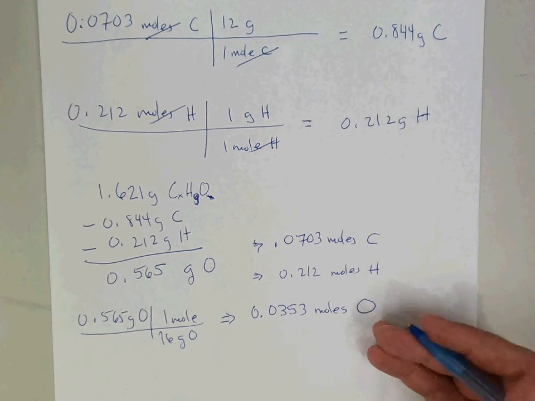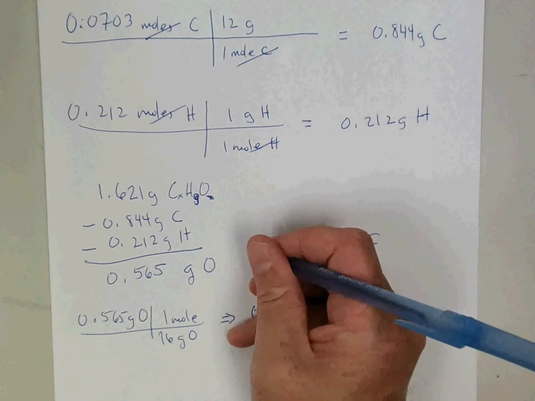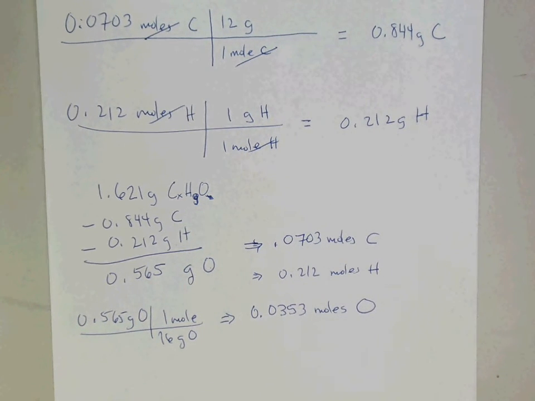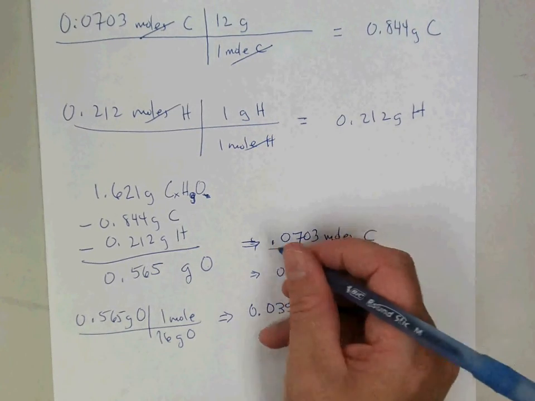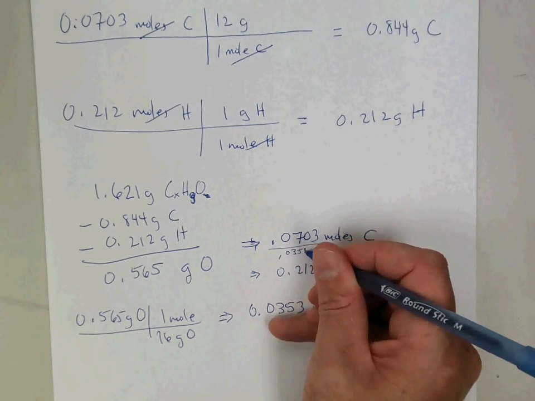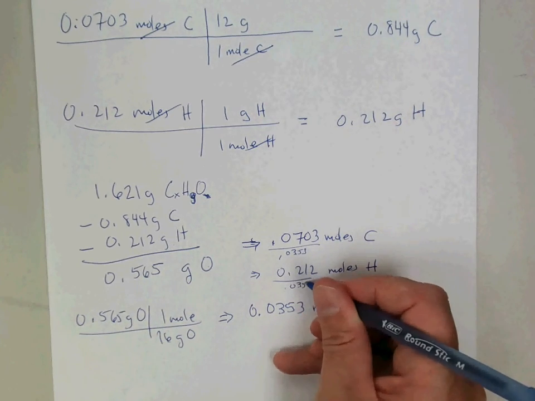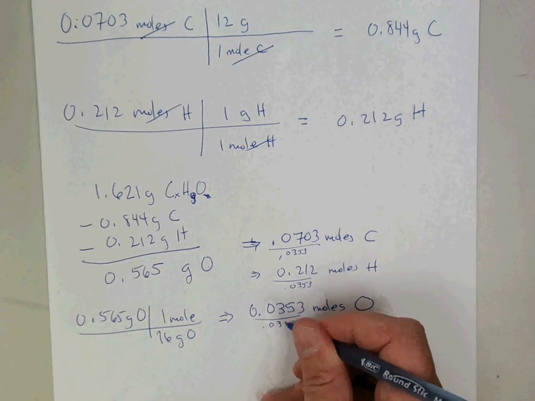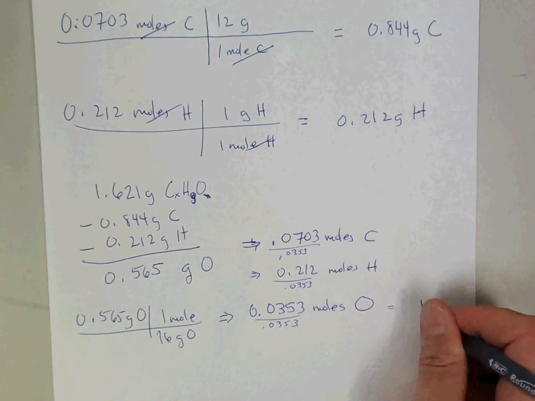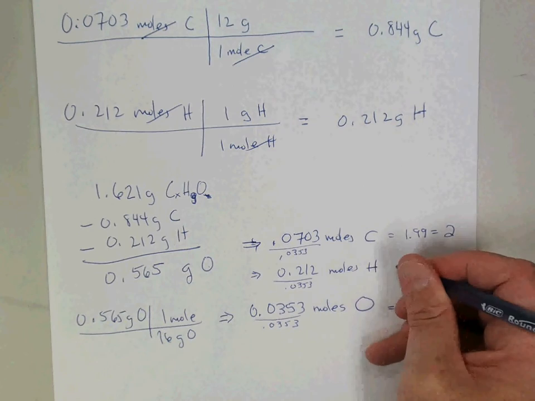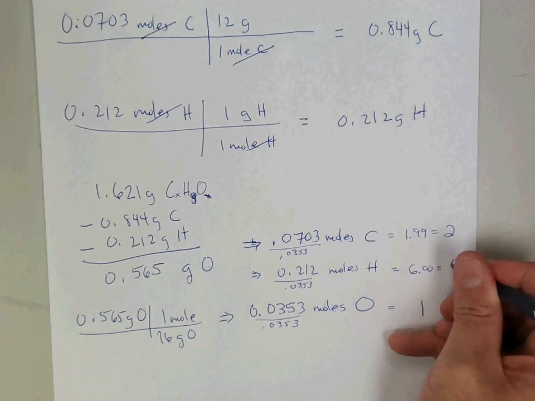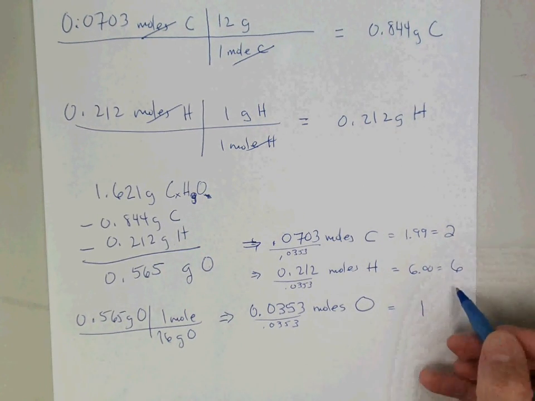We have moles of elements, which is what we can now use to calculate the whole number ratio in an empirical formula. So remember, we find the smallest number. So in this case, that's going to be the 0.0353. So we're going to divide each number by 0.0353, divided by 0.0353, divided by 0.0353. This is equal to 1. This is equal to 1.99, which is pretty much 2, and this is equal to 6.00, which is equal to 6. So now we have 2, 6, and 1.